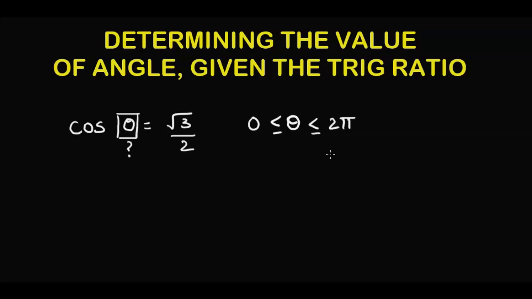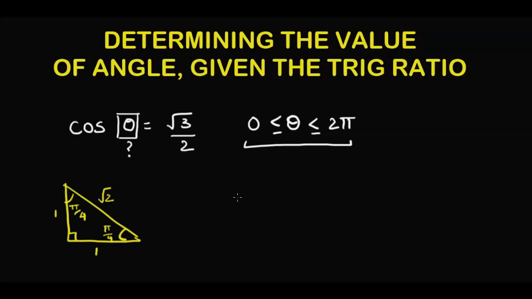Before doing the steps for the question, let's first understand how angles and trigonometric ratios are related to each other in the unit circle, what the meaning is of theta lying between 0 and 2 pi, and how this is going to be used in order to find out the theta value.